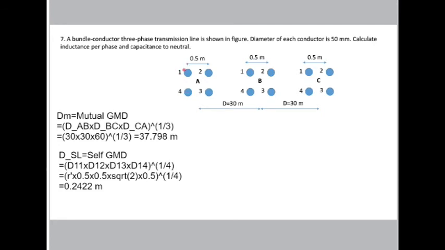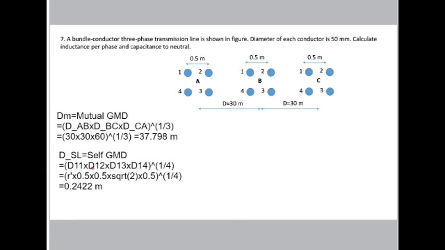So if we take only 1, the first conductor is 1, so we take D11. First and second, the distance between them is D12. That's what we wrote there. Then the next conductor is 3, so D13, and the next conductor is D14. So that's what we wrote there.